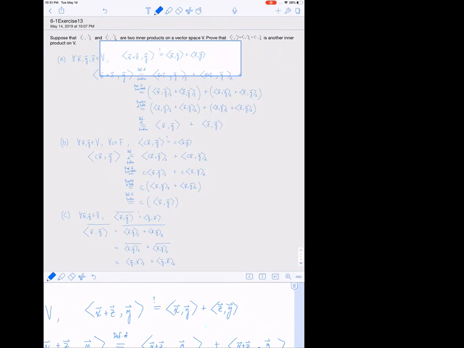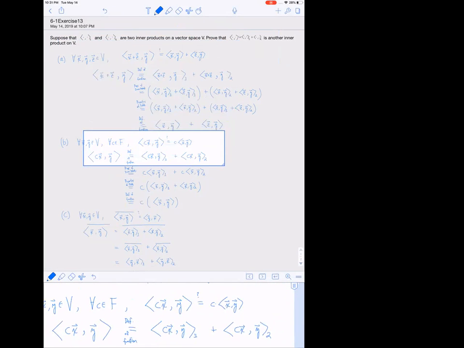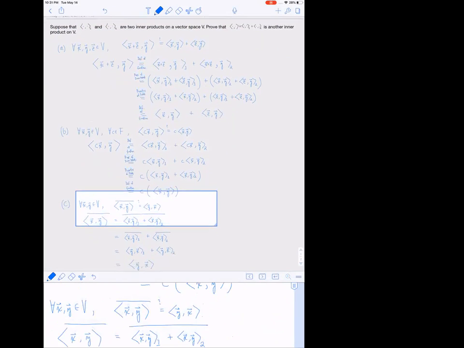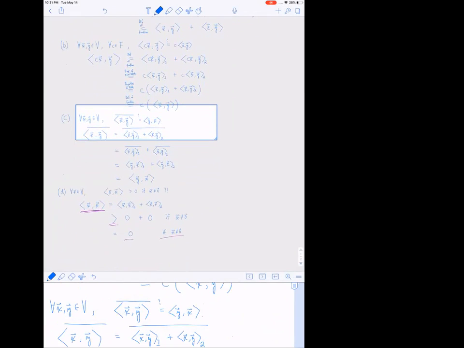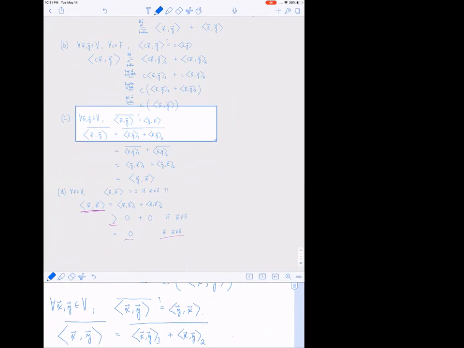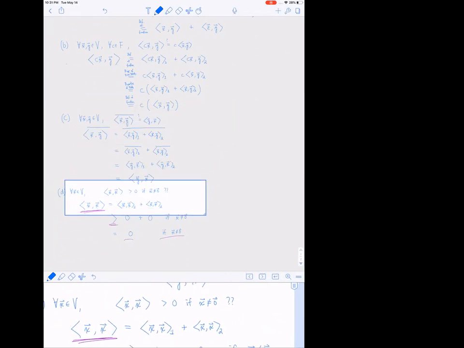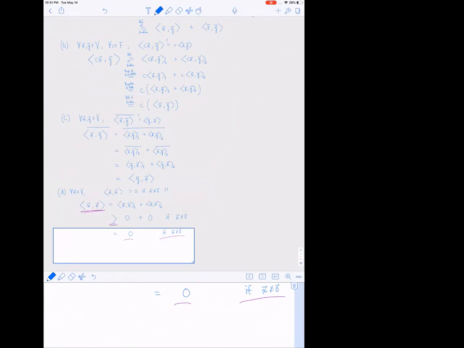It respects addition in the first entry. It respects scalar multiplication in the second entry. It is conjugate commutative. That is, you can change the order, but you pay the price of taking a complex conjugate. And if you take the product of a vector with itself, you get a greater than 0 real number. Therefore, bracket dot comma dot bracket is an inner product on the vector space V.